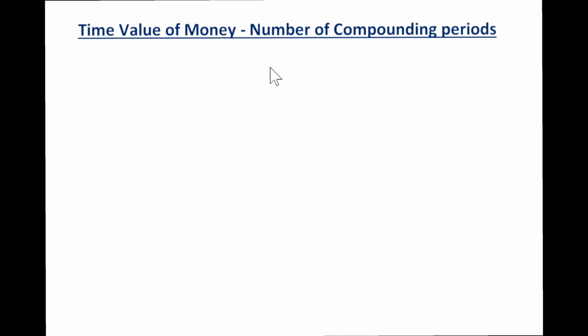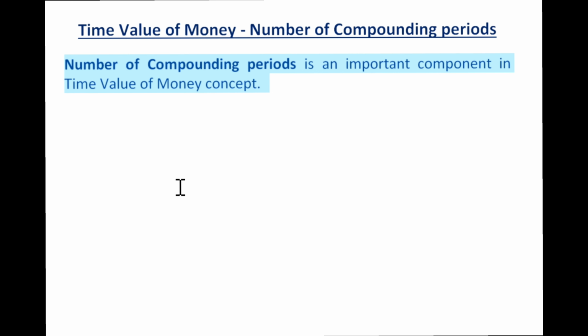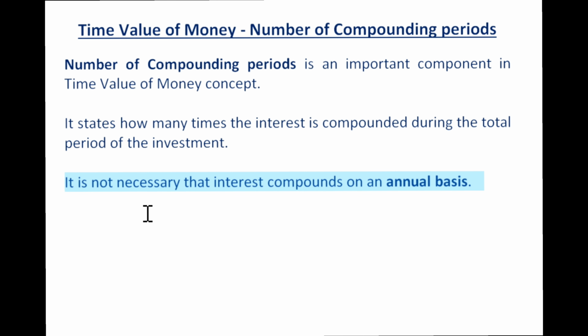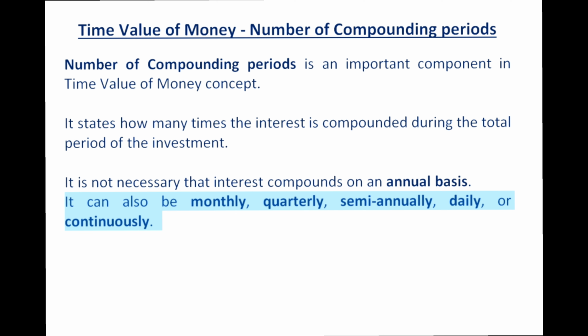In today's lesson, we are going to learn about number of compounding periods in time value of money concept. Number of compounding periods is an important component in time value of money concept. It states how many times the interest is compounded during the total period of the investment. Interest can be compounded at various intervals. It can be annually or monthly or quarterly or semi-annually or daily or continuously.